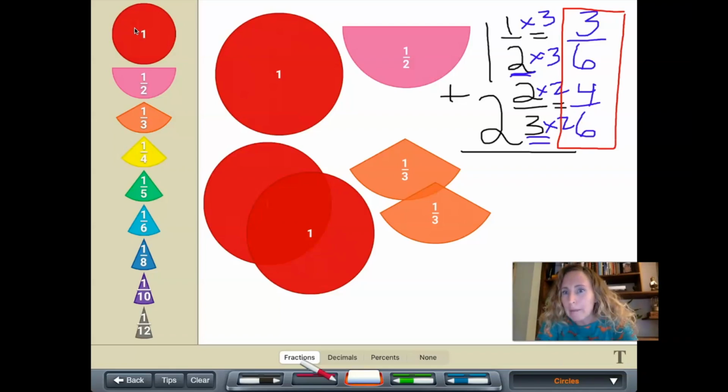Now, notice how I showed my little insults, whatever I'm doing to the top, I'm doing to the bottom. And I always call those insults because I tell students it's like I'm insulting your intelligence by making you write that down. But writing that little piece down is going to help you not make a silly mistake. So even though it might seem like extra work, it's really important to show all those steps so that your eyes don't get tricked. It's really easy to make a mistake on these types of problems.